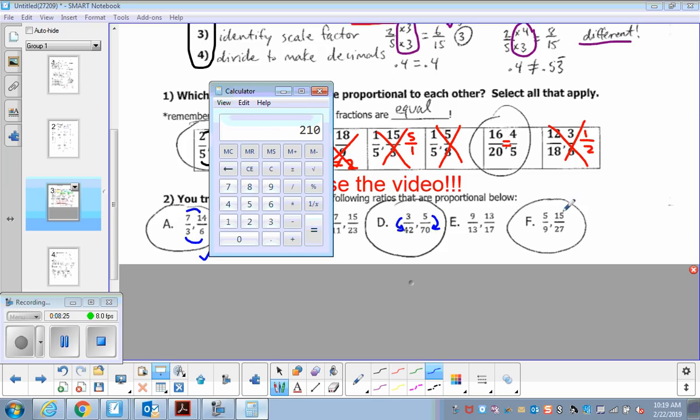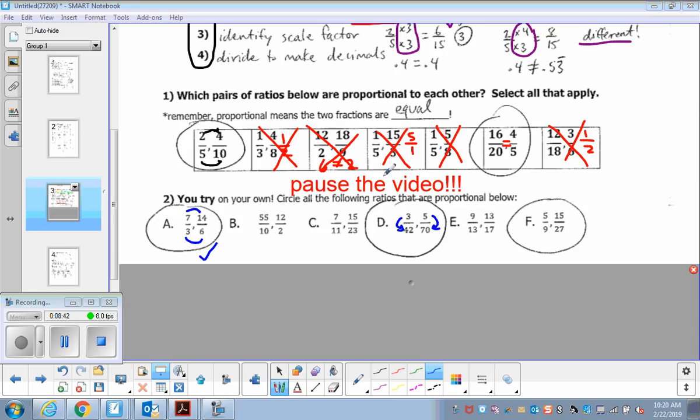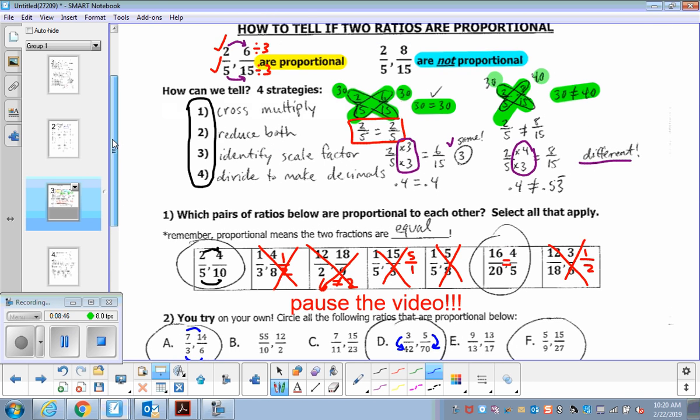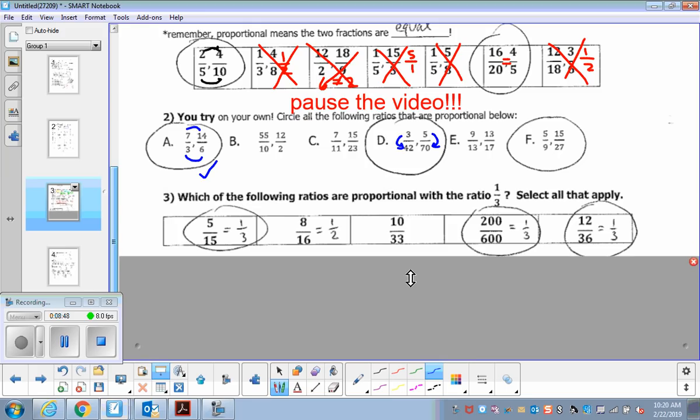And for F, I actually just saw a scale factor of 5 times 3 is 15, and 9 times 3 is 27. You can reduce or you can divide. So 5 divided by 9 is the 0.5 repeating. Let's do 15 divided by 27. It's going to be the 0.5 repeating. All right? So you now have 4 strategies for how to tell if two ratios are proportional.